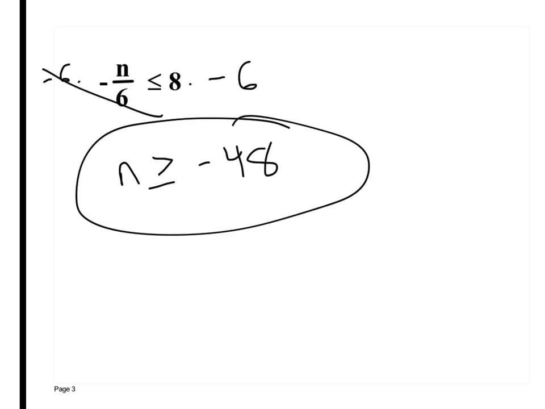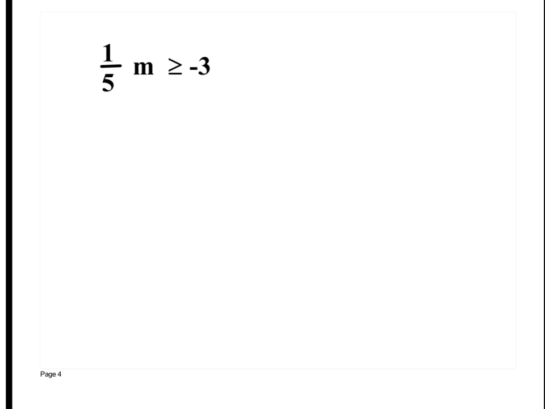Oh, I'm sorry. We have 1/5 of m is greater than or equal to negative 3. To undo timesing by 1/5, we times by 5 over 1, which is the same thing as timesing by 5. So m is down here. Negative 3 times 5 is negative 15.